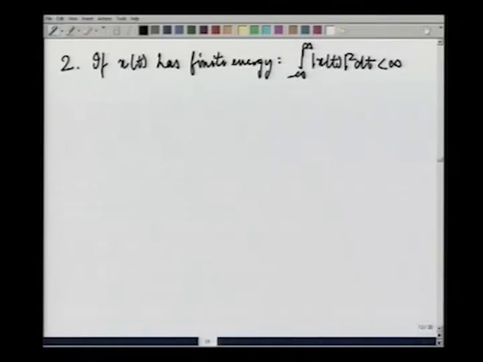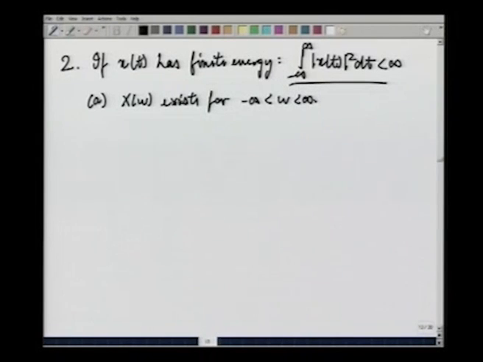Now, let us see what this criterion ensures and what it guarantees to us. If x(t) has finite energy and satisfies this expression, then X(omega) exists for minus infinity less than omega less than infinity. That is point number 1. So, the existence of the transform is ensured.